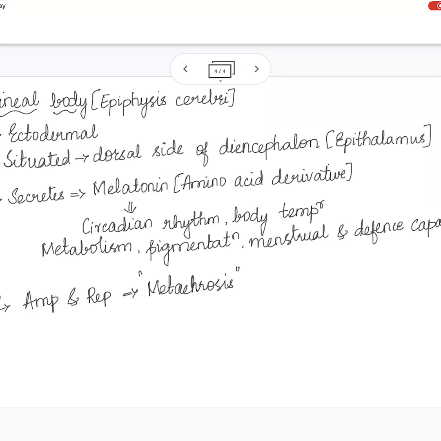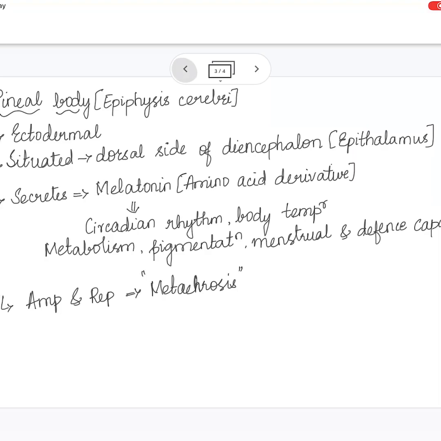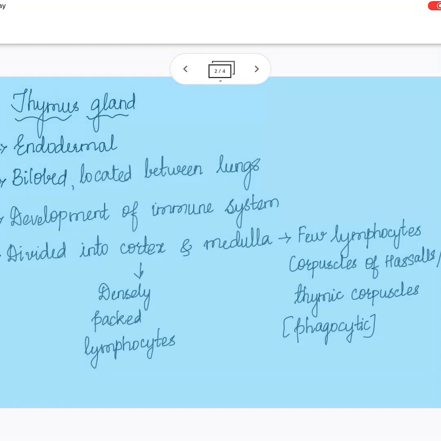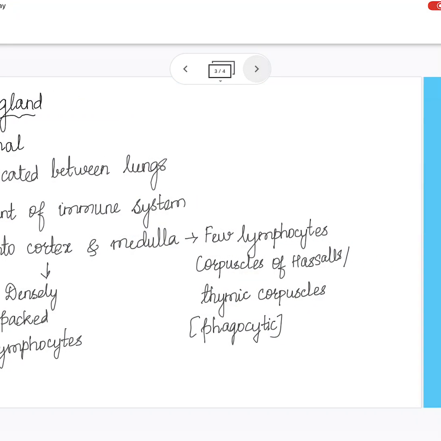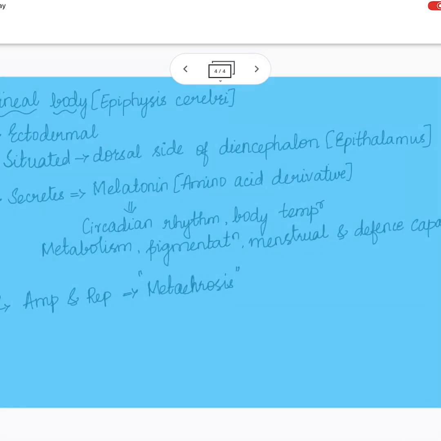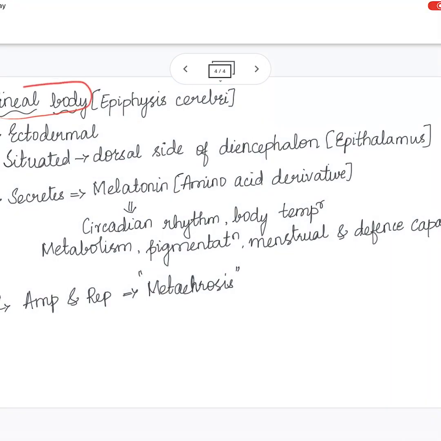Where is that located? It is situated at the dorsal side of the diencephalon, that is on the epithalamus, that means on the anterior part of the brain. If you can see over here, it is present over here. So this particular region forms the pineal body. Now you can see over here there is a nucleus, that is the suprachiasmatic nucleus. This is very important to remember from the exam point of view. Through that suprachiasmatic nucleus itself, you can see the development of the pineal body.